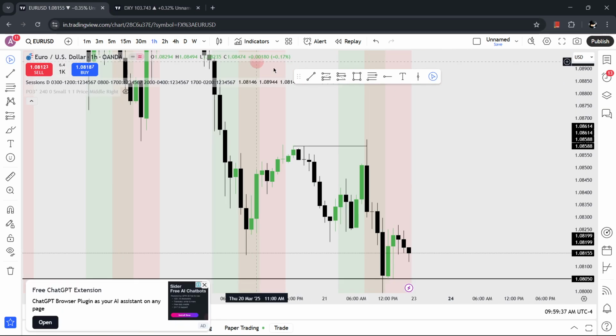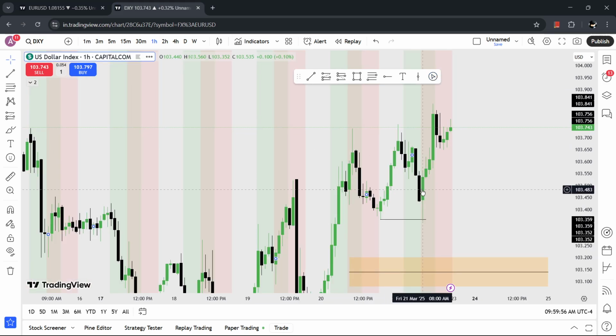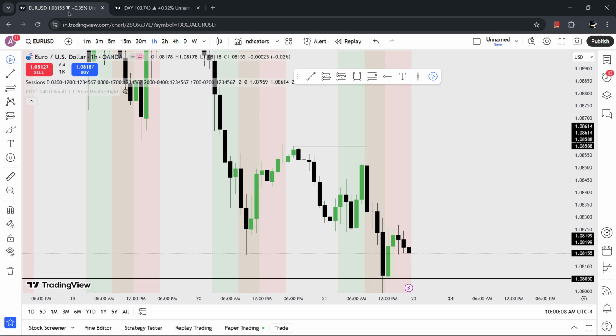Since the last video I have told you that Euro and dollar are inversely proportional. If Euro goes higher, the DXY or dollar index goes lower. Euro went higher. Just look at this time of the day, 8 a.m. The dollar index was able to take out the previous day's low, that day's Asian low, and Euro was able to take out that high. This is perfectly fine.